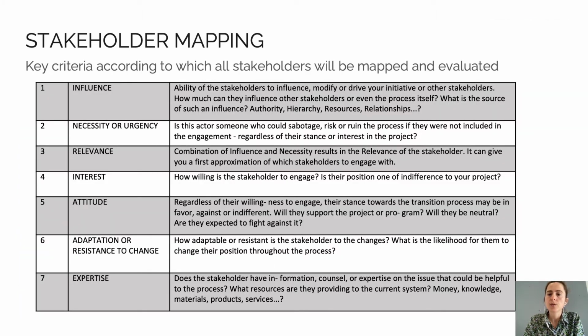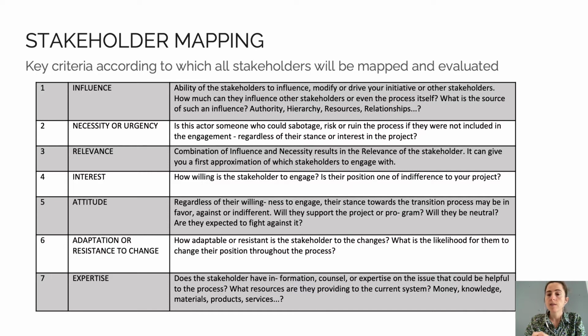So before we start with the step-by-step explanation of how to do stakeholder mapping, we will first introduce some key criteria which we'll use to build maps with, and according to which all stakeholders will be mapped and evaluated. There are quite a few of those criteria. We have listed the most important ones, which are 7 of those, which we will go through now and build our maps with. So the first one, starting with the influence.